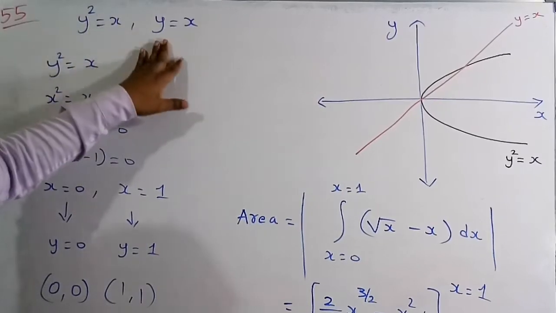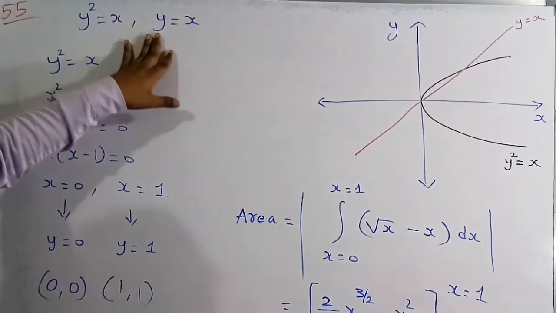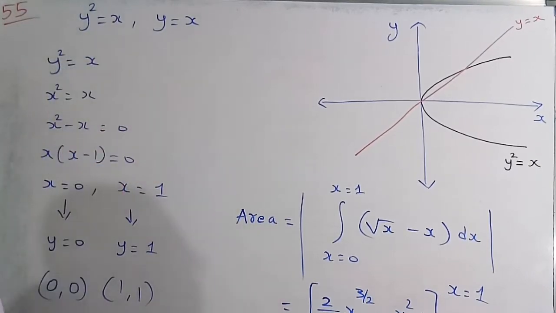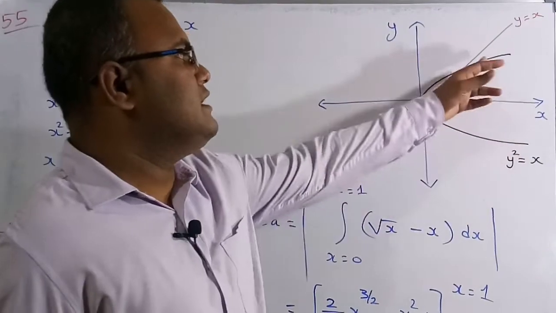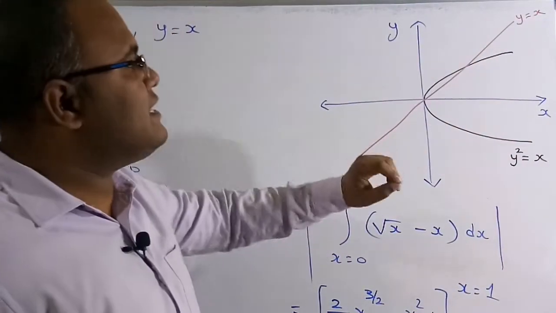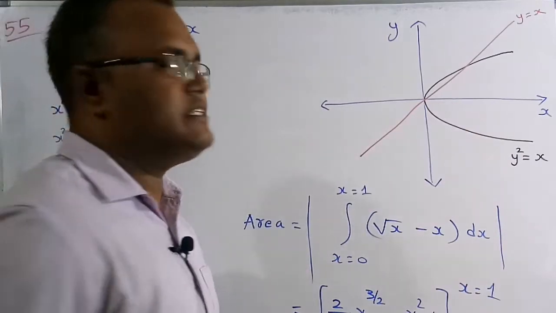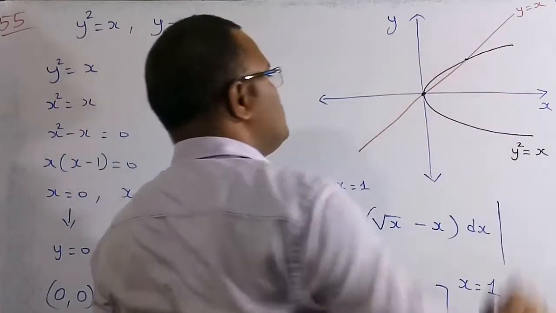So in the question they have given the two equations, y square is equal to x and y is equal to x. Between these, we need to figure out what the bounded area is. See now I am going to draw the graph which is y square is equal to x. This is the black one and the red one is y is equal to x. You can see clearly these two are going to intersect at 2 points. So we have to find the intersection points between these two curves.